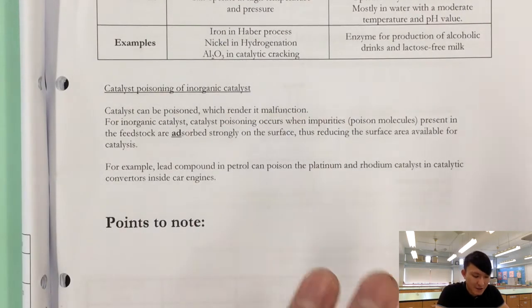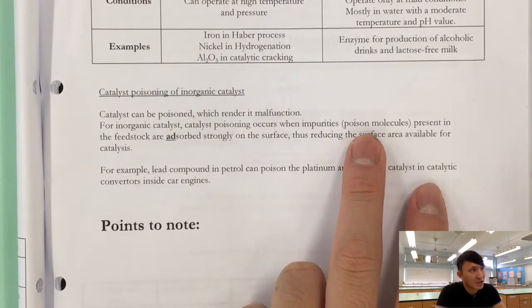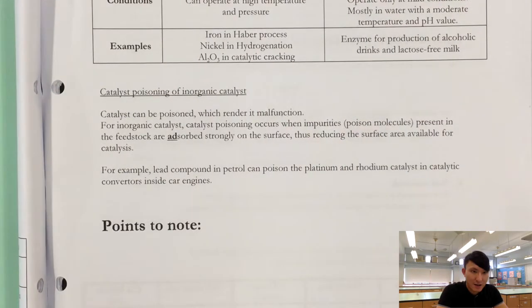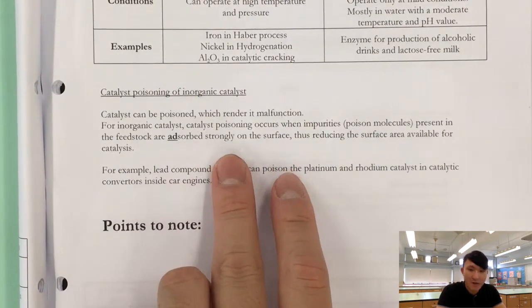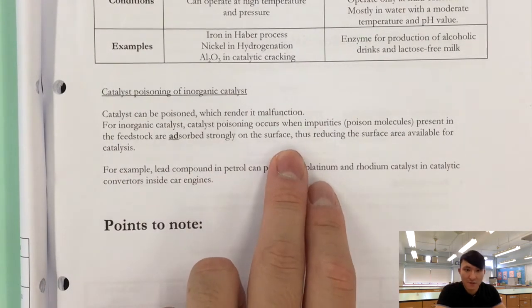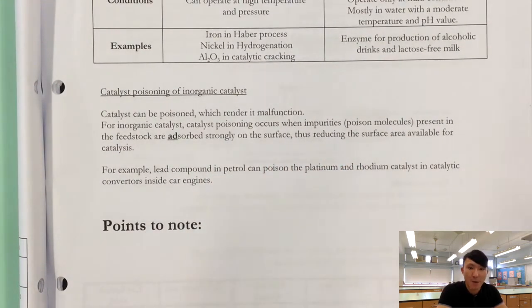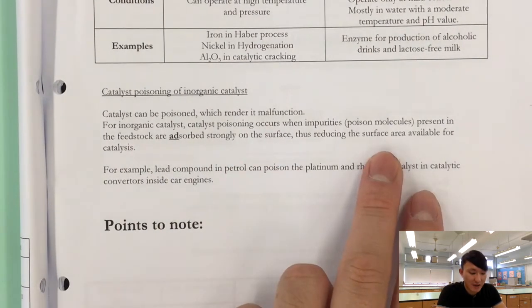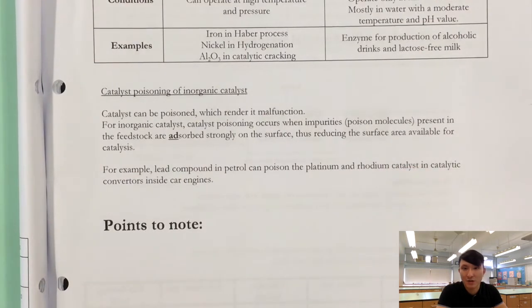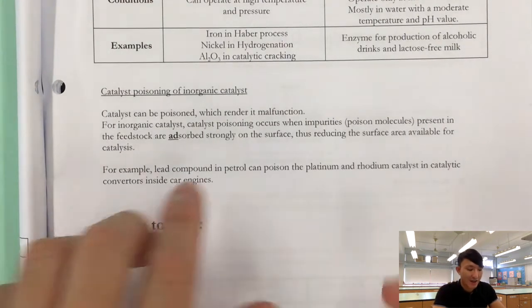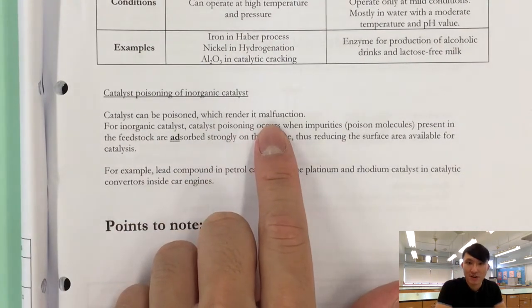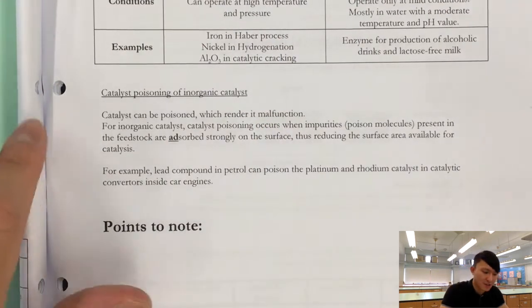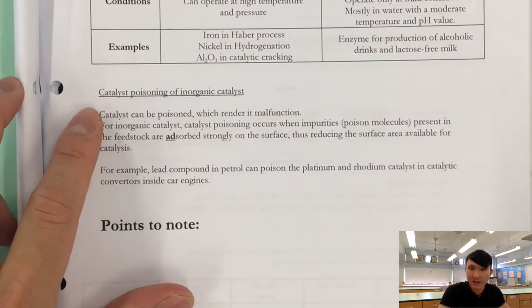However, there are some impurities, which is also known as the poison molecules, and they will be adsorbed very, very strongly onto the surface, okay? Or even some situation they are bonded to the catalyst. This way, it will reduce the surface area available for the catalyst to adsorb other exhaust gas, and therefore reducing the catalytic efficiency and later on render it malfunction. Okay? So this is what we call catalyst poisoning, right?